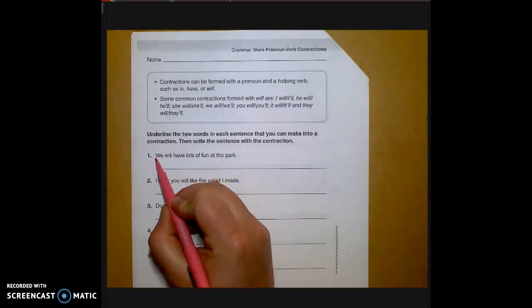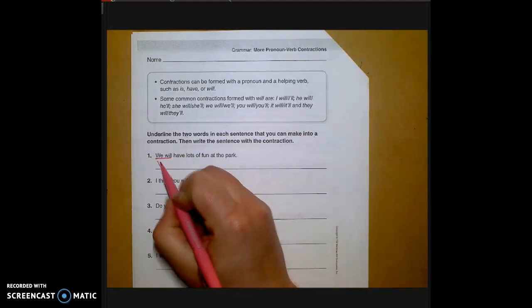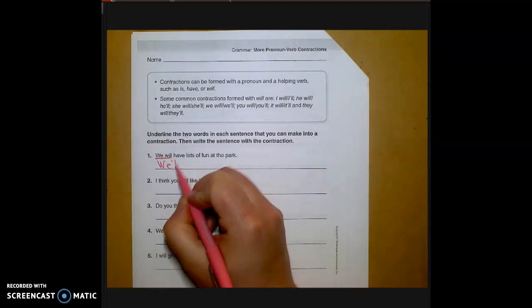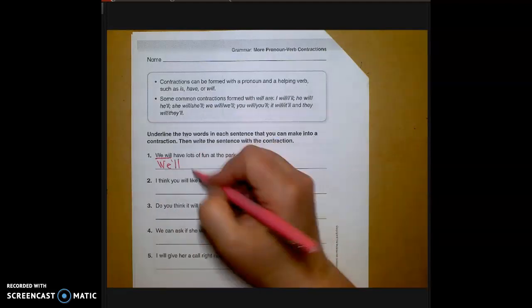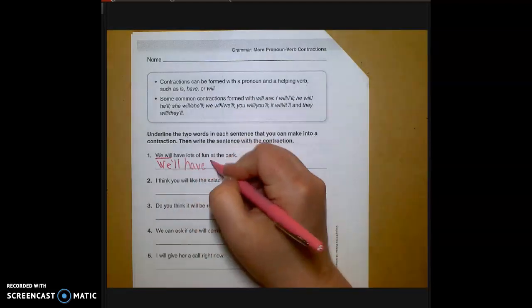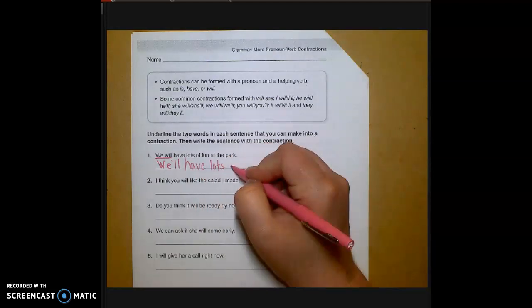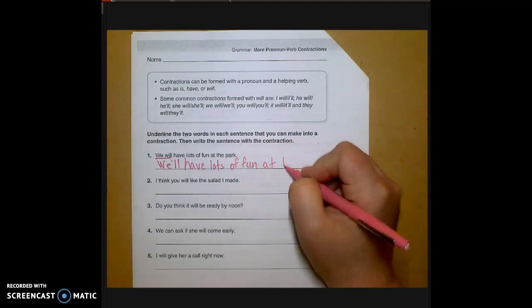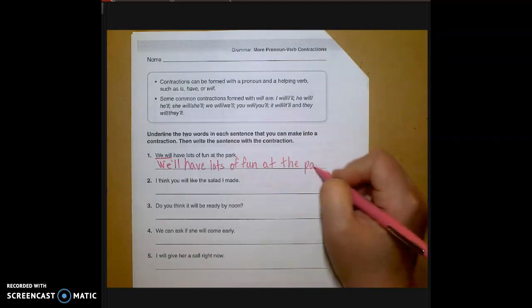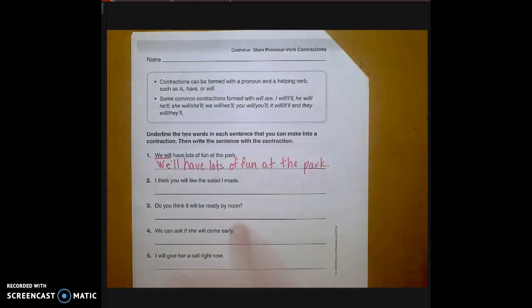Ooh, I see we will can go together to become we'll. Notice the W-I pops out. I replaced it with an apostrophe. Then I'm going to finish writing my sentence. Ending it with the period, just as they did.